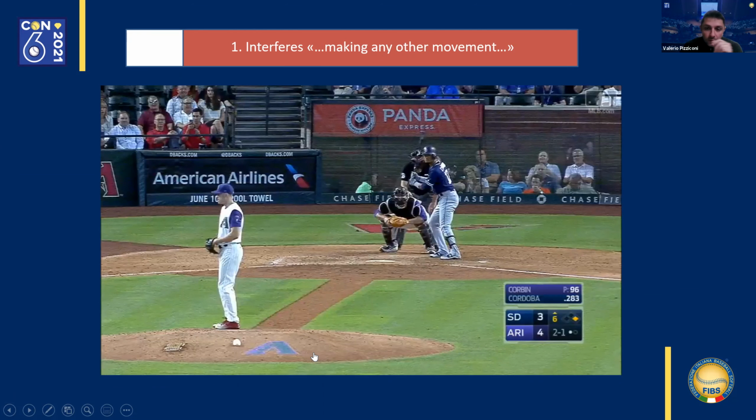Even though the batter does not interfere willingly, he does so as his momentum takes him across the plate as he makes an attempt to get out of the way of the pitch. This is still correctly called as interference.